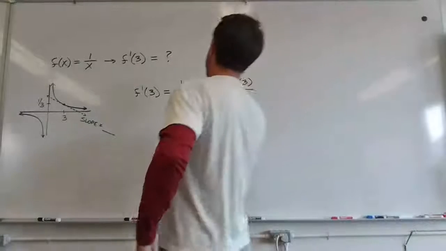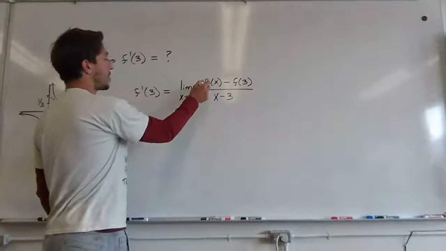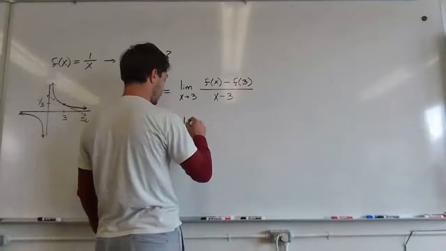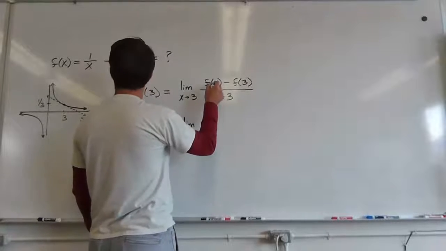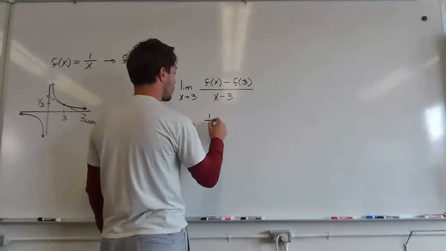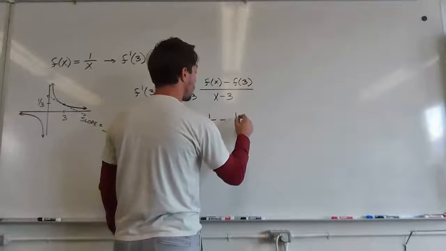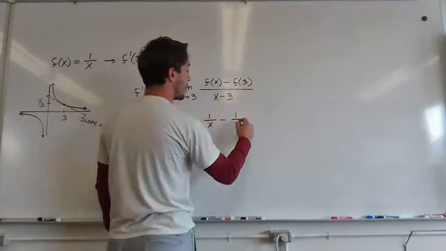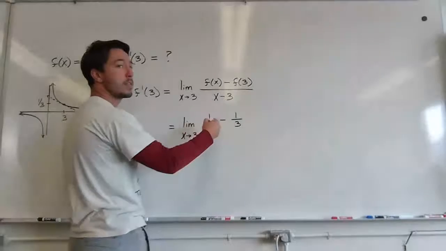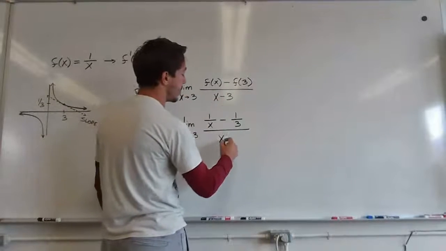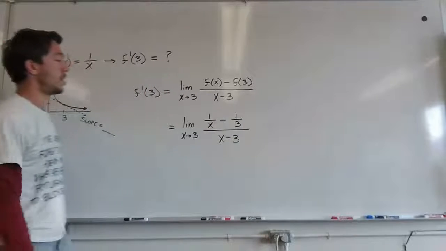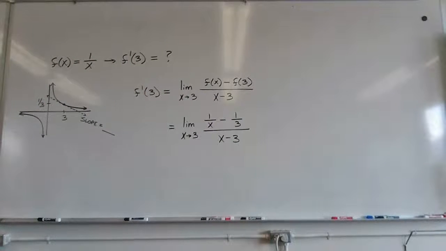Yes. Okay. F of x is 1 over x. F of 3 is 1 over 3. There's your rise. What's up? The run is x minus 3. Okay, so looking at that, what should we do with that?